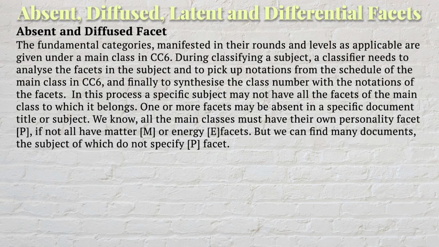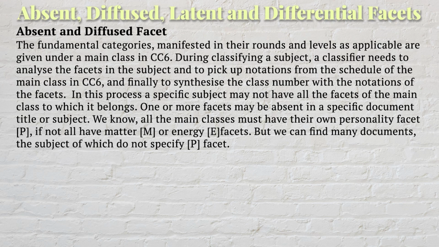The fundamental categories manifested in their rounds and levels, as applicable, are given under a main class in CC 6th edition. During classifying a subject, a classifier needs to analyze the facets in the subject, pick up notation from the schedule of the main class in CC6, and finally synthesize the class number with the notation of the facets. In this process, a specific subject may not have all the facets of the main class to which it belongs. One or more facets may be absent in a specific document, title or subject.